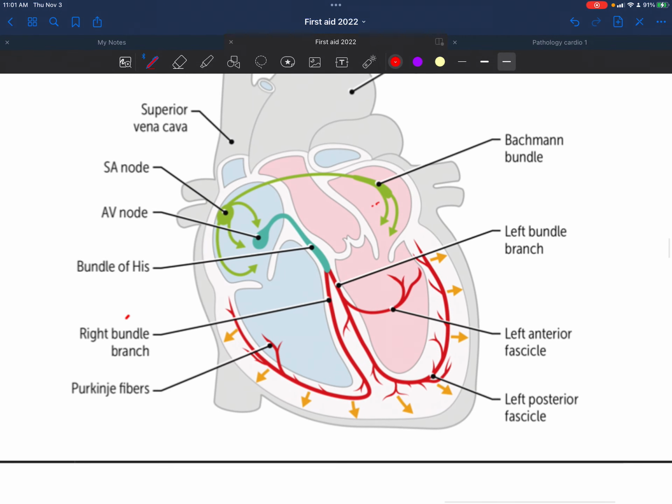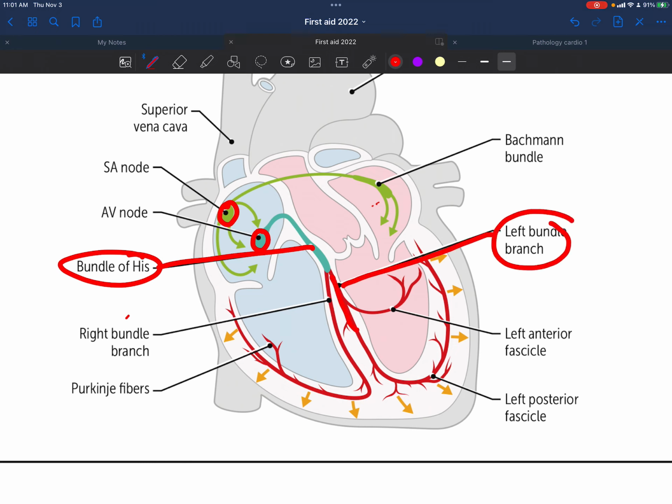So what is happening here? We know that this is the SA node and this is the AV node, and now they have the bundle of His over here. For these two parts, this is the first one, that is the left bundle branch block, and then this is the right bundle branch block. So let's suppose we have a blockage somewhere here in the left bundle branch. So what is happening is that the left ventricle now is depolarizing not through the normal left bundle branch, because we have a blockage over here now.